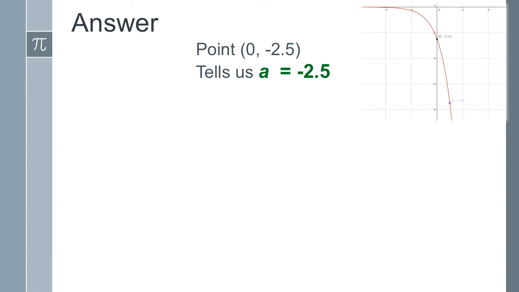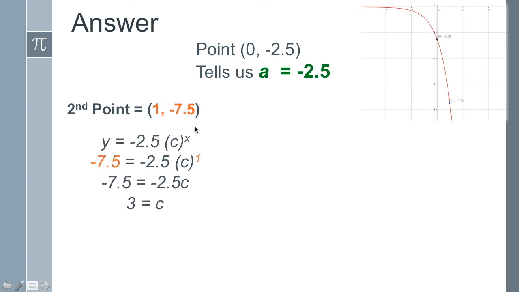First, where does this function cross the y-axis? Well, we see that it crosses at (0, -2.5). So a is negative 2.5. So already, check, that one's done. So what we're left with is c. We have a second point. It is (1, -7.5).